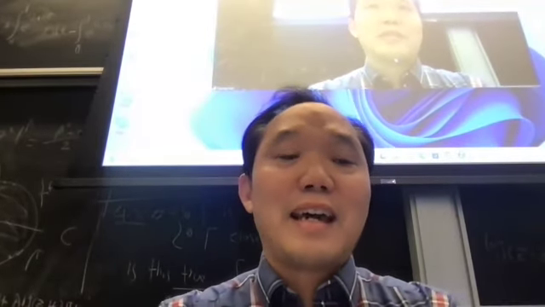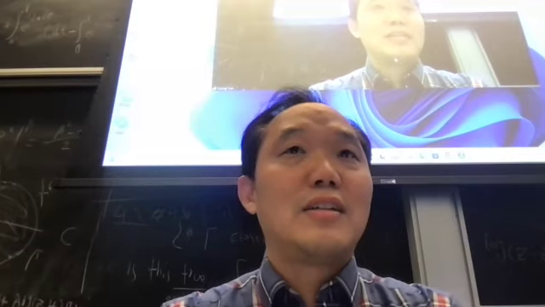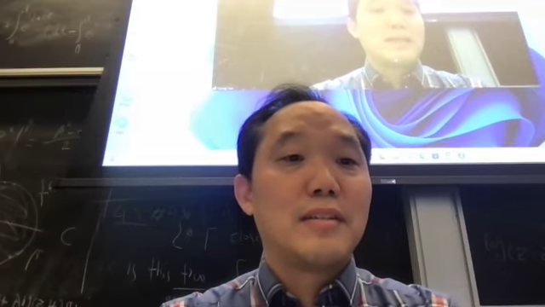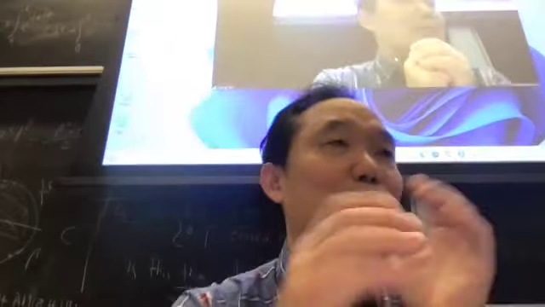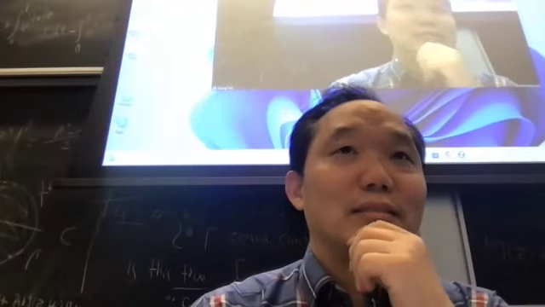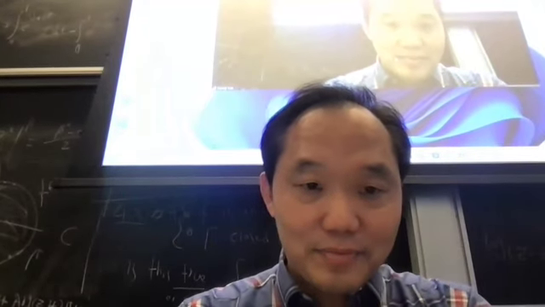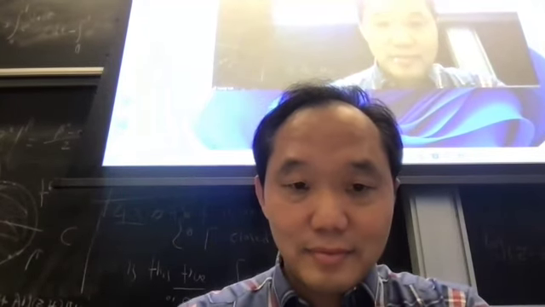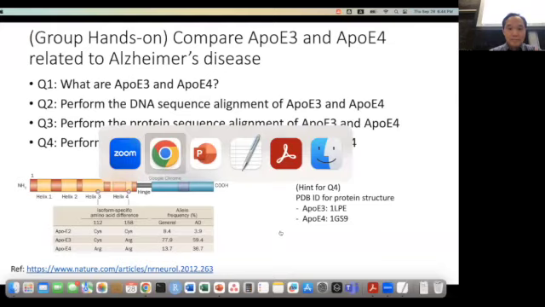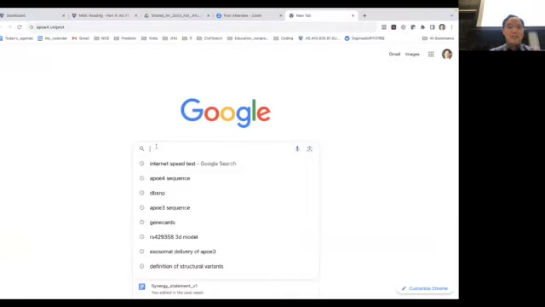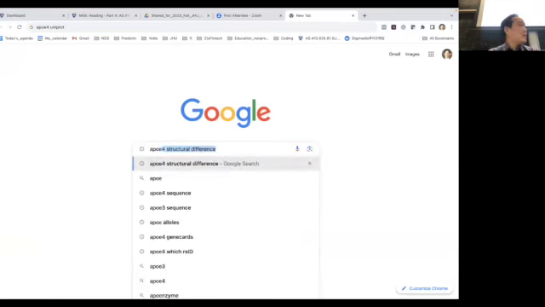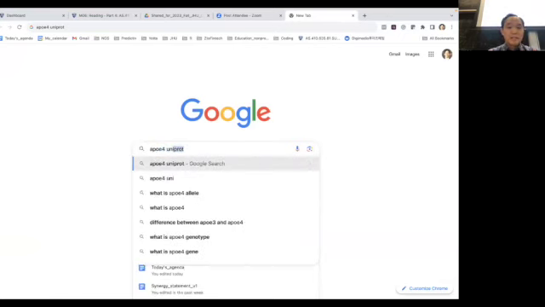I would like to Google ApoE4 UniProt database. It's one database. It's just one way of doing it. Oh, yeah, thank you for telling me. So let me Google ApoE4 UniProt. UniProt is a database. Can you guys do it together with me?